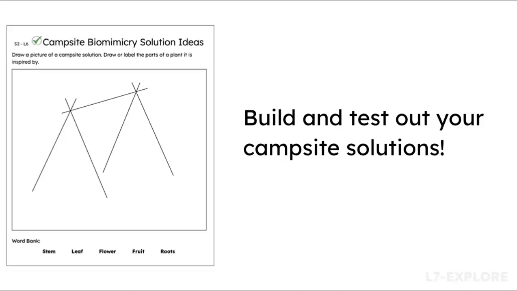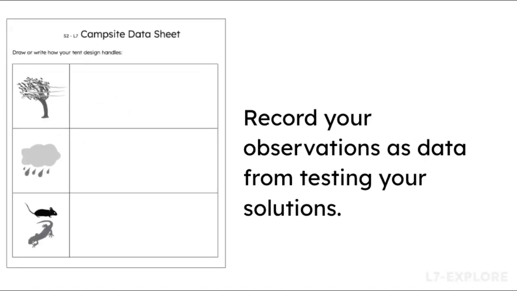For Part 2, student teams will work together to use the materials and build a campsite solution based on their ideas for the Campsite Biomimicry Solution Ideas student journal page. You'll use the campsite solution investigation instructions to prepare the materials and carry out the investigation. You'll have students use their campsite datasheet student journal page to record their observations as data from testing their solutions.